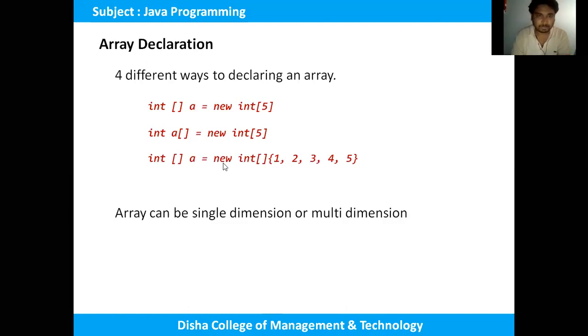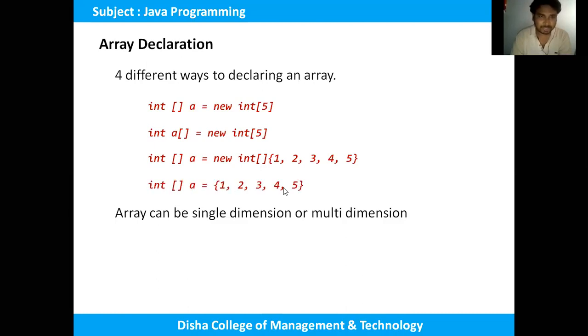With the new operator, at the same time we can initialize the array also. While using this syntax, we do not define the size of the array, because when we assign the elements, it automatically assigns the size. That is 1 2 3 4 5, so the size of the array will be 5. If I write 6 elements here, then the size of the array will be 6. Clear? So this is the last method we can declare the array.